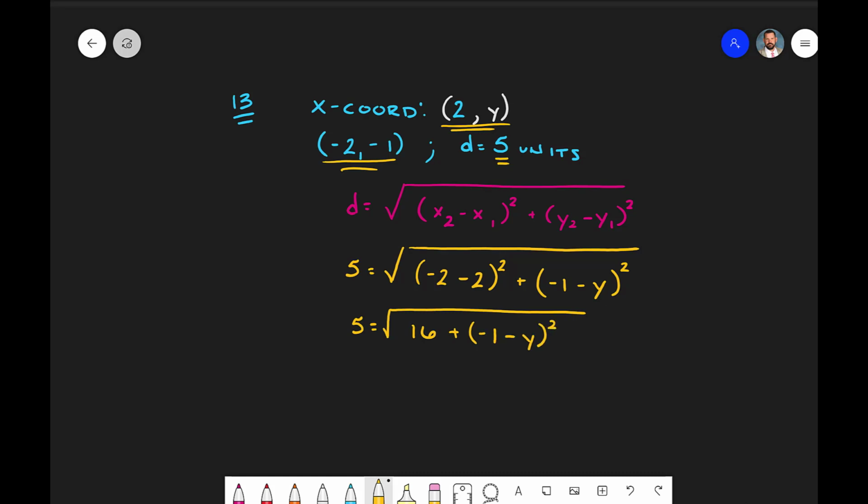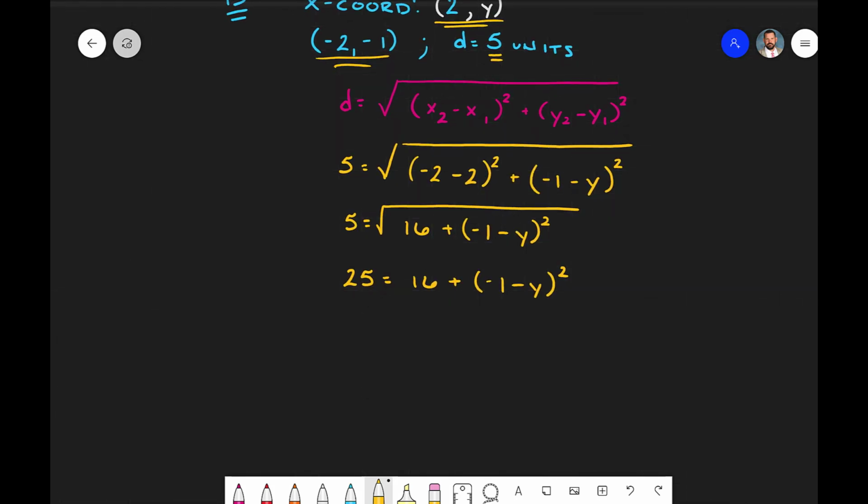Now, those of you that were in the meeting yesterday, I did expand that (-1 minus y) quantity squared. We're going to do it today without expanding that. I meant to show this to you yesterday, and I failed to do so. I wanted to show you both ways to solve it. So where we're at now, we want to get rid of this square root. We'll get rid of the square root by squaring both sides of the equation. And so now we have 25 is equal to 16 plus (-1 minus y), quantity squared.